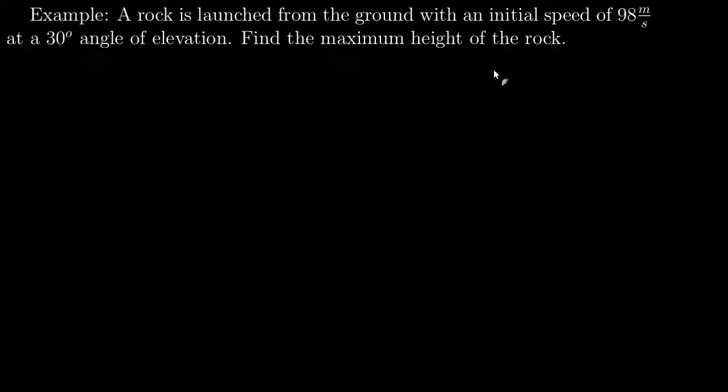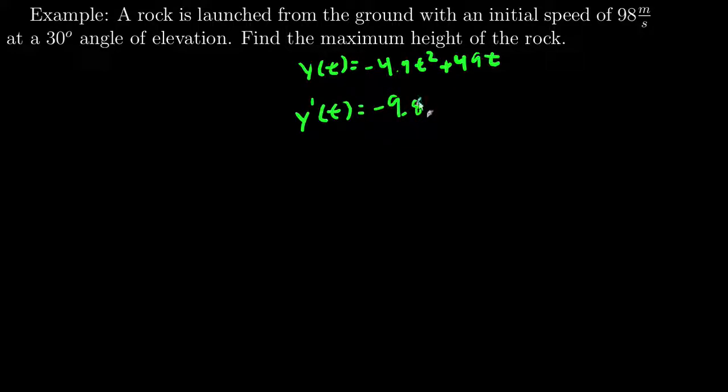Okay, find the maximum height. So now, for this one, I need to use y of t, which was negative 4.9t squared plus 49t. And I need to find when it's maximum, and so I'll do the first derivative, y prime of t, which is negative 9.8t plus 49. And set this equal to 0.